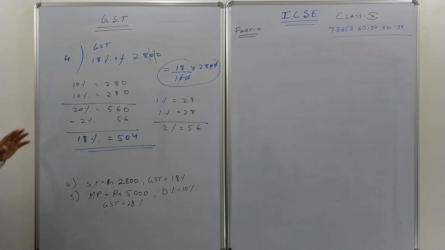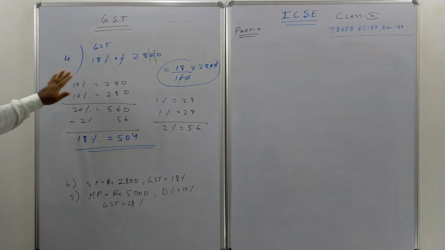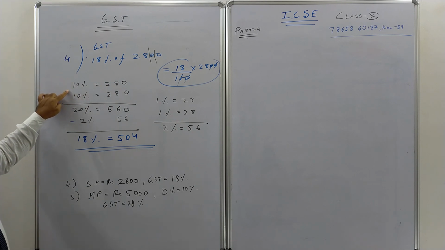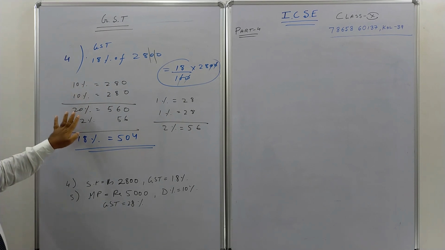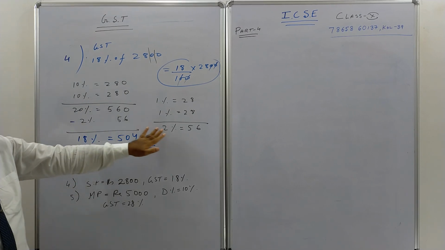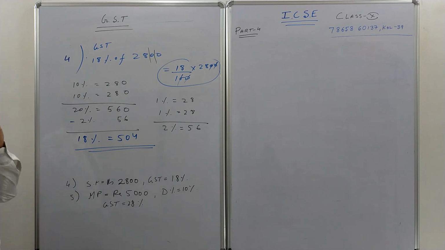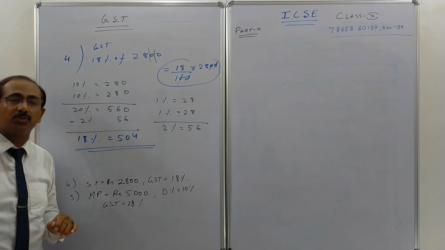You can multiply and check with the traditional method also. You will see that you will get 504. Once more, children, let us see 18%. This is a GST. So we first get 20%. 10% is 280, 10% is 280. We add, but we have to get 18, so I have to subtract 2%. 1% is 28, so 2% is 56. You can get this mentally, children.